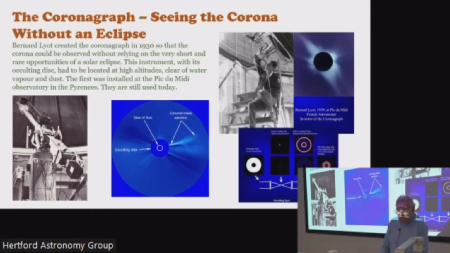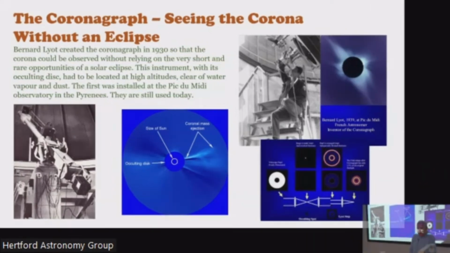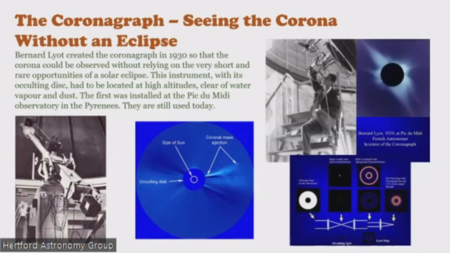So Bernard Lyot, I imagine that's how you pronounce his name, developed a thing called a coronagraph in 1930. It's a device that has lenses and an obstruction placed in the center to block out the sun, but you have to use it at very high altitudes. In fact, they still use them, I think, for studying exoplanets. But the original reason was to study the behavior of the corona.